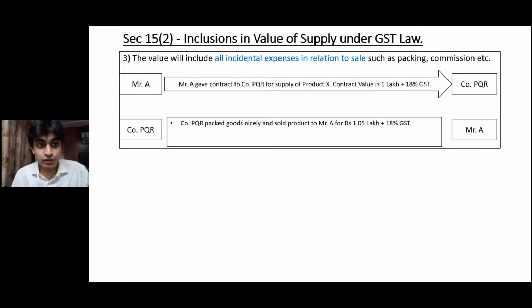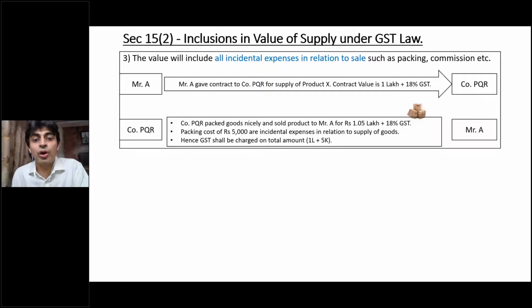ठीक है, कंपनी PQR ने गुड्स को बहुत अच्छी तरीके से पैक किया and then it's supplied. So I recovered 1 lakh also, and I also recovered packing charges of 5,000 in relation to the packing of goods. So GST will be applicable on 1 lakh plus packing charge of 5,000 because goods was the principal supply, packing was incidental or ancillary. So GST पूरे पे आ जाएगा on 1 lakh 5,000.